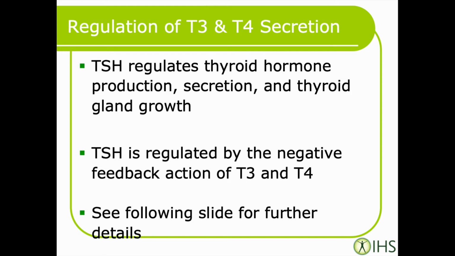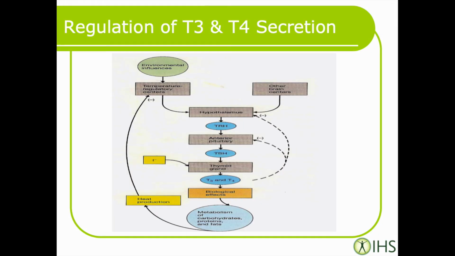So how are T3 and T4 regulated? What's the secretion regulation? TSH is the key hormone that stimulates the production of thyroid hormone within the thyroid gland, and it also stimulates the growth of the thyroid gland. It's regulated by negative feedback, and this slide demonstrates the process. We've got the hypothalamus, the anterior pituitary, and the thyroid gland.